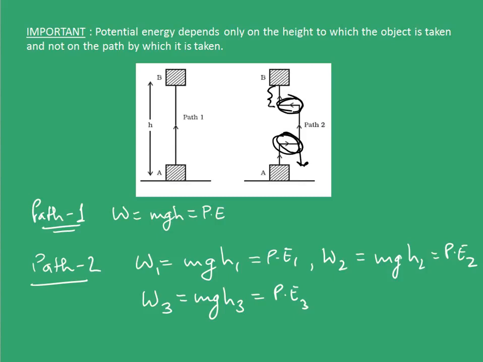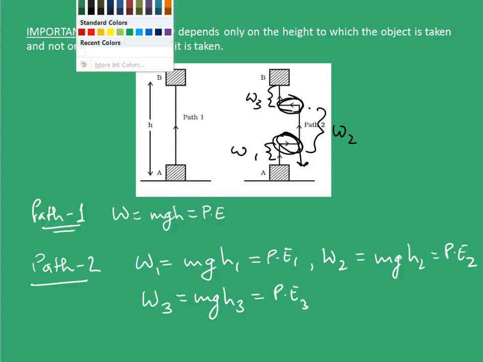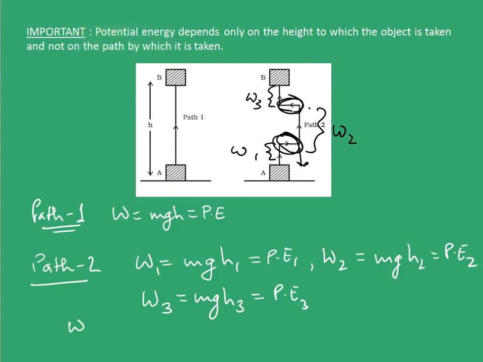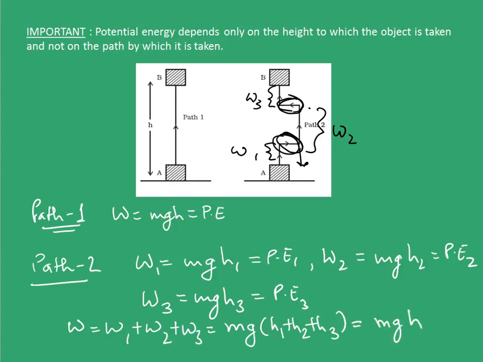Only the work done is in this part, which I have denoted by W3, this part, which is W2, and this part, which is W1. Now, the total work done W is W1 plus W2 plus W3, which is mg(h1 plus h2 plus h3), which is nothing but mgh. Hence, either you take path 1 or you take path 2, you get the same work done or the potential energy, which is mgh in both the cases.